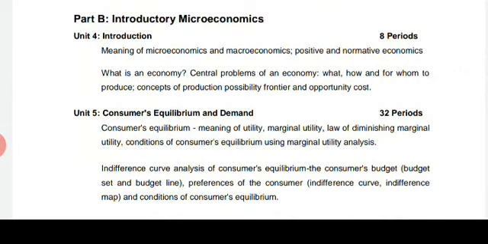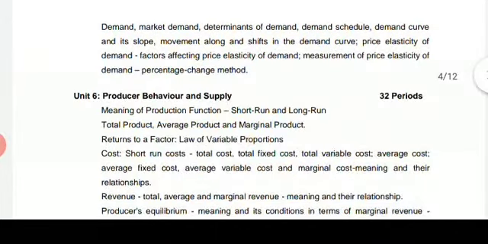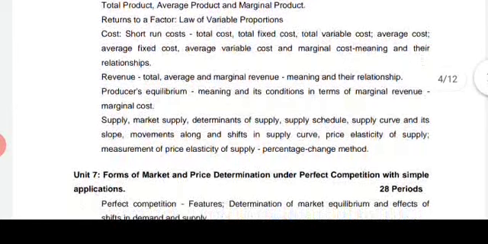Then in Unit 5 we will be seeing consumer equilibrium and demand. We are going to discuss how consumer equilibrium is obtained. Then we are going to discuss demand, the very important tool in microeconomics, demand and supply, isn't it? Then in the next unit, Unit 6, we are going to discuss producer behavior and supply. Then in the last unit we are going to discuss the forms of market and price determination under perfect competition with simple application. So we are going to discuss the different forms of market.